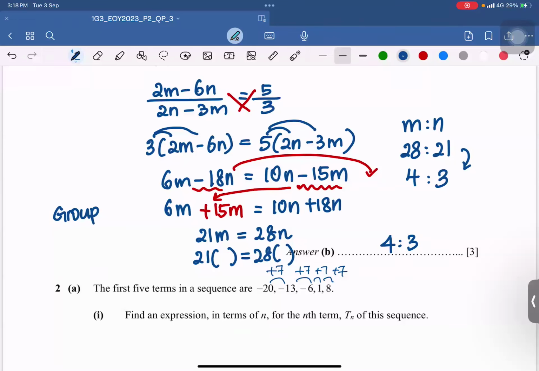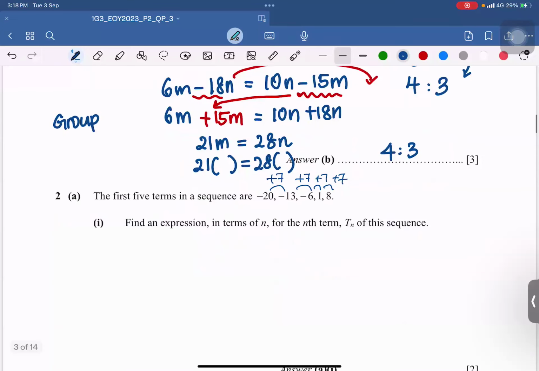Just curious, how many of you managed to get this answer correct? Good, well done. Hopefully when I get to see your answers later, you'll all be correct.